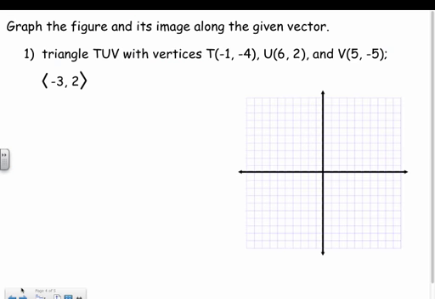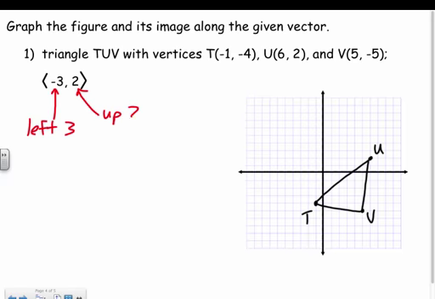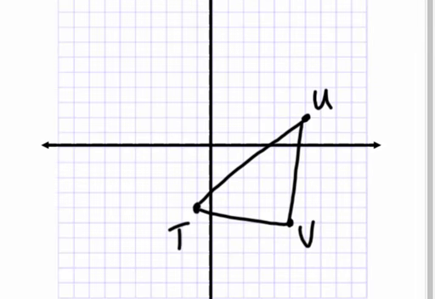So graph the figure and its image along the given vector. Triangle TUV has vertices at T -1, -4. U is at 6, 2. And V is at 5, -5. So here's my triangle. And it looks like I'm moving it by the vector -3, 2. That means in the X direction, I'm going left because it's negative. So I'm going left 3. And in the Y direction, I'm going positive, so that means up 2. So I can just do each point. Let me go to U. I can start at U. I can go left 3, 1, 2, 3, and then up 2, 1, 2. There would be U prime.